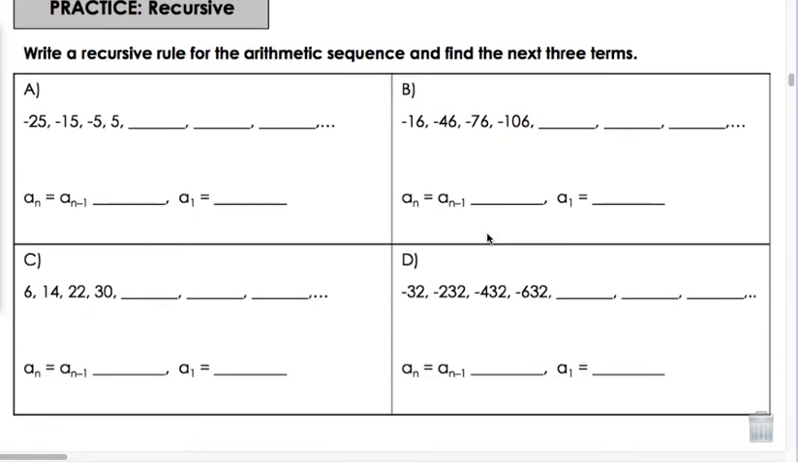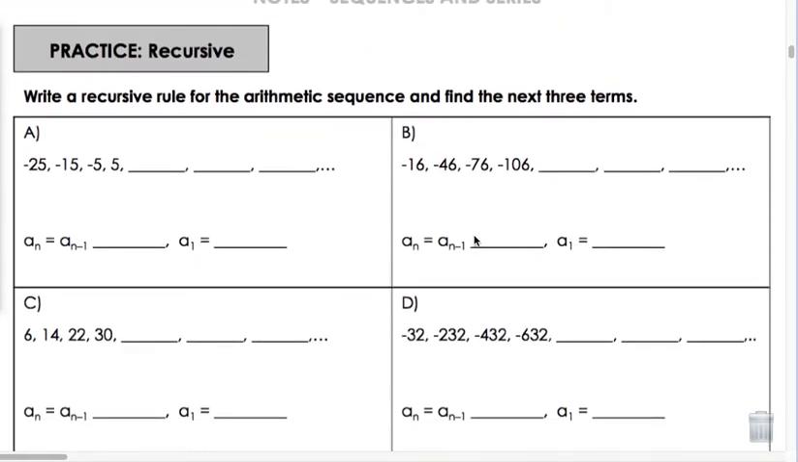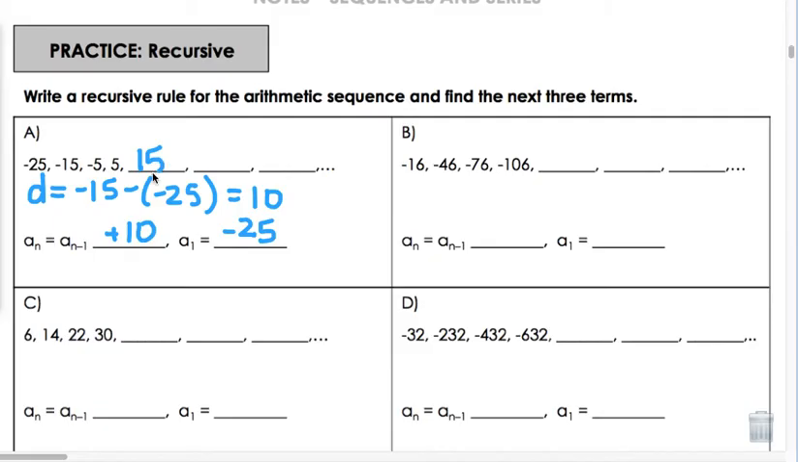All right, let's do a little bit of practice. Let's do recursive first. So write a recursive rule for the arithmetic sequence and find the next 3 terms. In order to do this, I need to find my common difference. So I'm going to just take negative 15 minus negative 25, and I'm going to end up with 10. So I know that my rule is going to be a sub n equals a sub n minus 1 plus 10. Okay, and I know that that's when a sub 1 is negative 25, and that's important to have there. So up here I'm going to write my next 3 terms, and I know I'm just adding 10 to the previous term, so I'll have 15, 25, and 35.